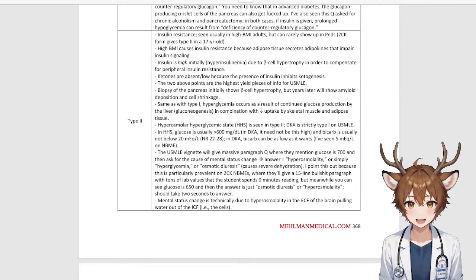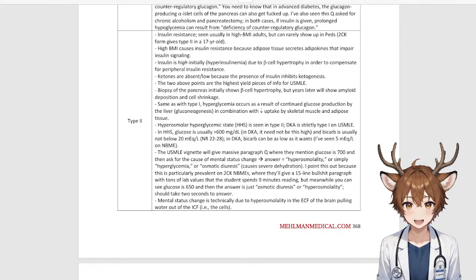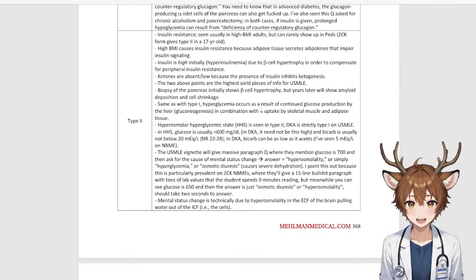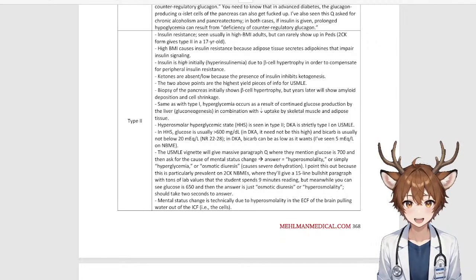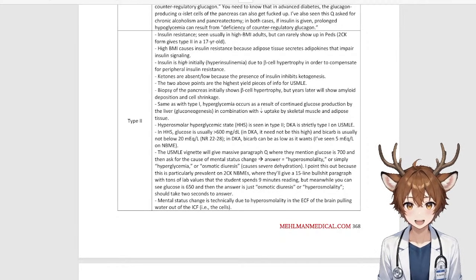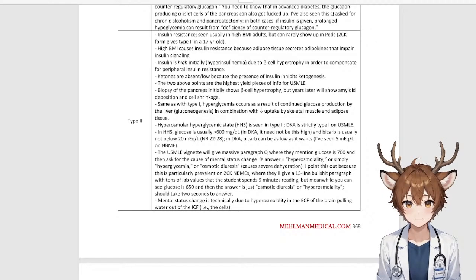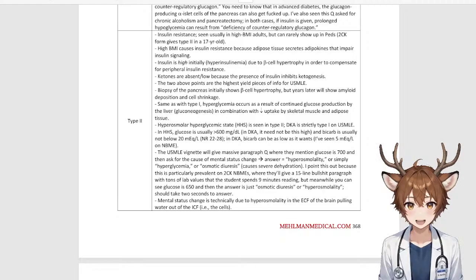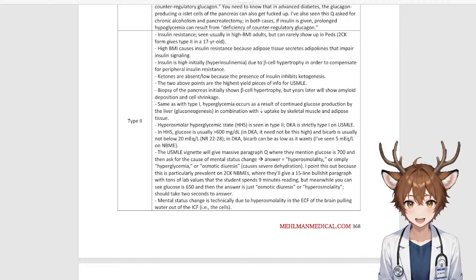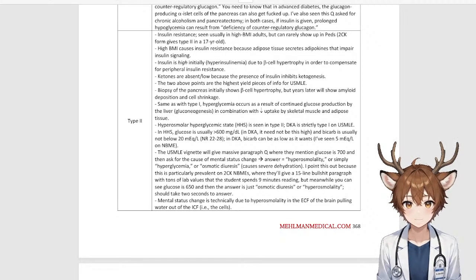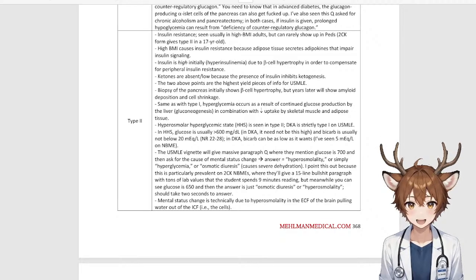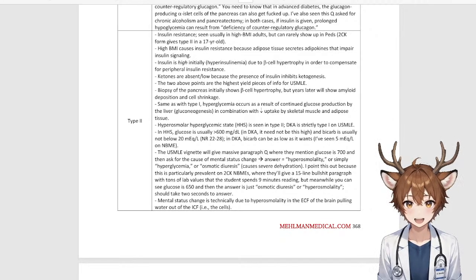Ketones are absent/low because the presence of insulin inhibits ketogenesis. The two above points are the highest yield pieces of information for USMLE. Biopsy of the pancreas initially shows beta cell hypertrophy, but years later will show amyloid deposition and cell shrinkage. Same as with type 1, hyperglycemia occurs as a result of the continued glucose production by the liver, gluconeogenesis, in combination with a decrease in uptake by the skeletal muscle and adipose tissue.